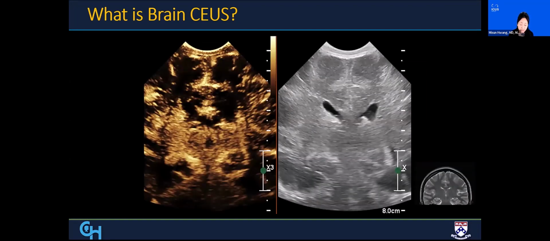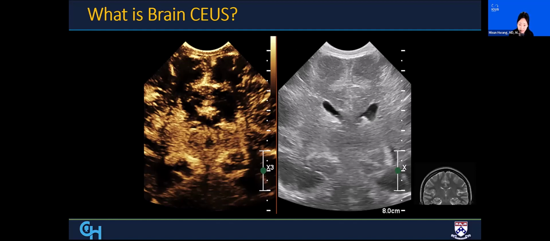So what can be gained from brain contrast enhanced ultrasound? Well, on the left side, what you're seeing is a contrast ultrasound image of the mid-coronal brain. You're supposed to have basal ganglia here, frontal horns, and the cortex. The same plane is shown on the right bottom corner as the MRI image. Now on the right side, you have the grayscale correlate. So you're imaging the same plane.